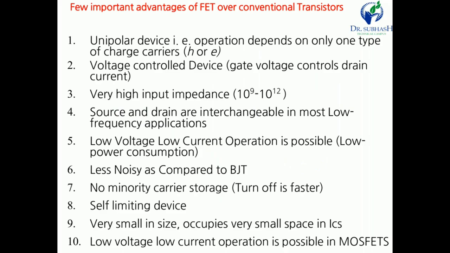Now a few important advantages of JFET over the conventional transistor. If we talk about the transistor, then the transistor is a bipolar device. Here FET is unipolar. The first advantage, FET is unipolar; either hole or electron is required to flow the current. Second, voltage controlled current device: if we want to control our output current, then we have to change the voltage. If we change the gate voltage, then the drain current changes according to the input voltage.